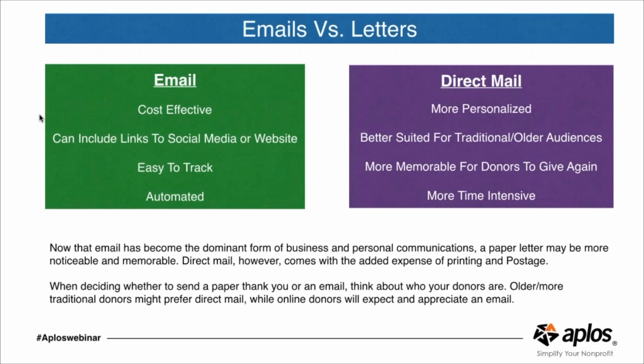First of all, email is cost effective. You can include links quickly to social media or websites, so you can send someone a quick feedback or receipt and then send them to a website. Of course, it's easy to track. You can tell who's opened it. You can tell what's going on in the email system. Any kind of email program will allow you to do that. And it's automated. You can set up an email response so that as soon as that gift comes, it will automatically send some kind of acknowledgement or receipt. So there are excellent resources and tools in email.